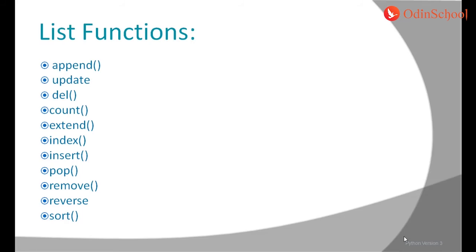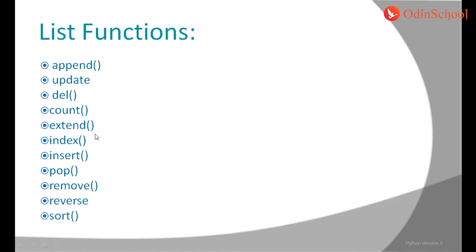Now let's take the list functions. List has these functions: append, update, delete, count, extend, index, insert, pop, remove, reverse and sort. We can easily update the list, append to the list. Why? Because it's a changeable data type, a mutable data type.